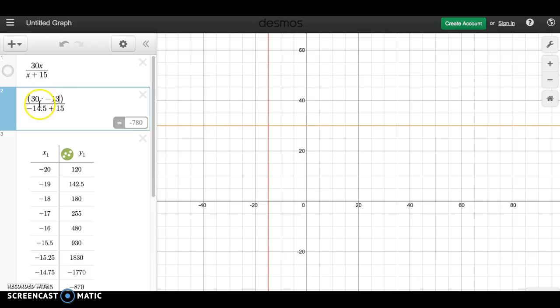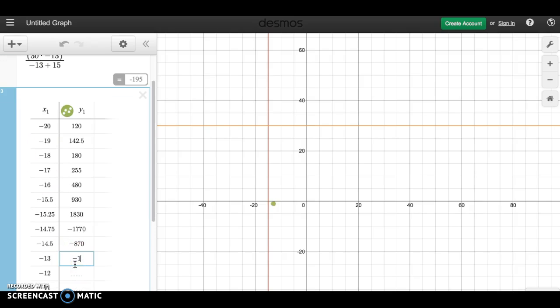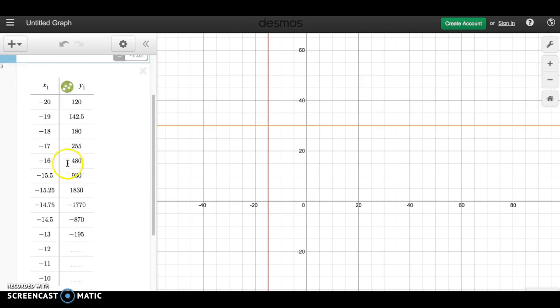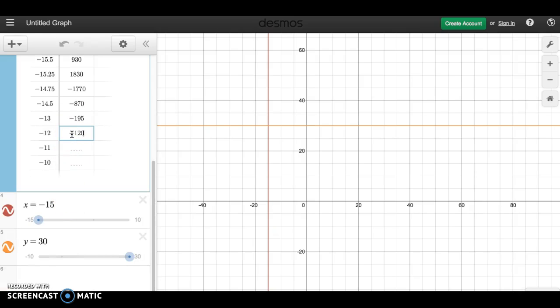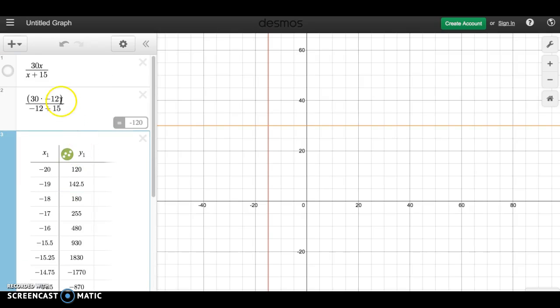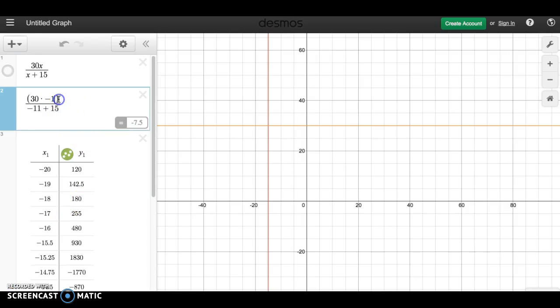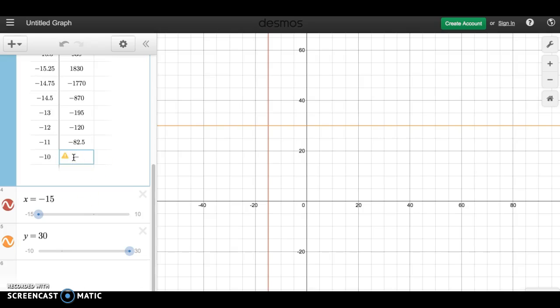Negative 13: negative 195. Negative 12: negative 120. Negative 11: negative 82.5. Negative 10: negative 60.